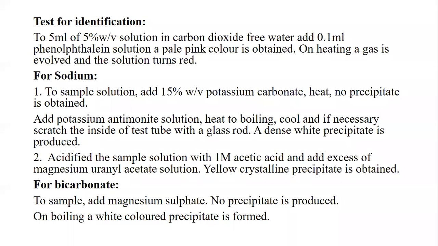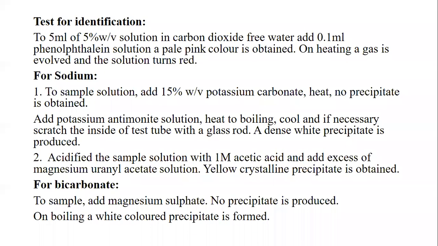To the sample solution, you're going to add 15% potassium carbonate solution and heat. When you heat, no precipitate is obtained. To this same solution, you're going to add potassium antimonide solution and heat it to boiling, cool, and if necessary, scratch the inside of the test tube with a glass rod. Once you do this, a dense white precipitate is produced. If you get this precipitate, then it is confirmed that sodium ion is present.